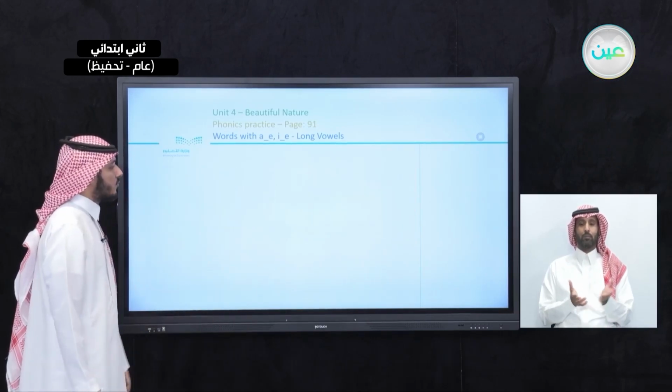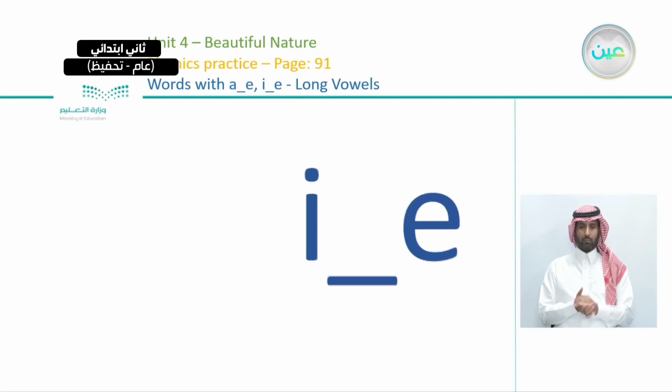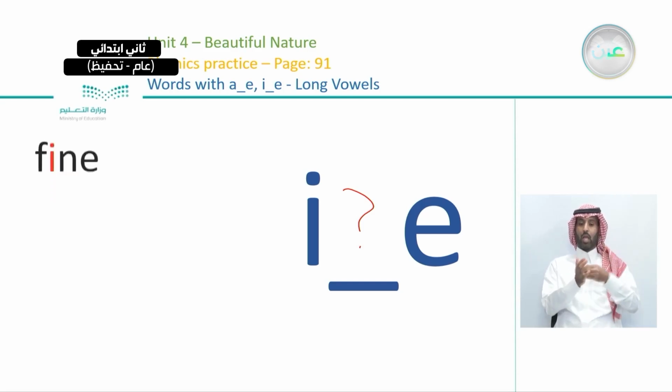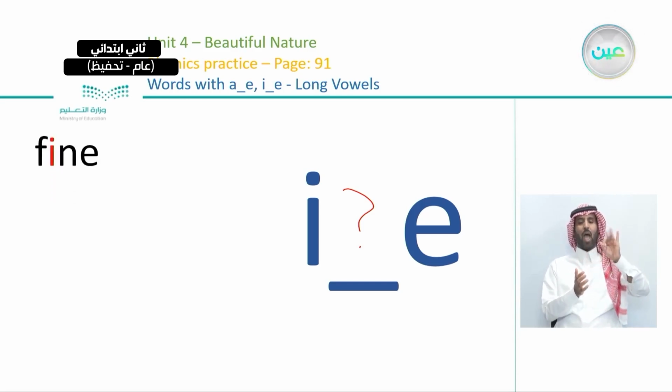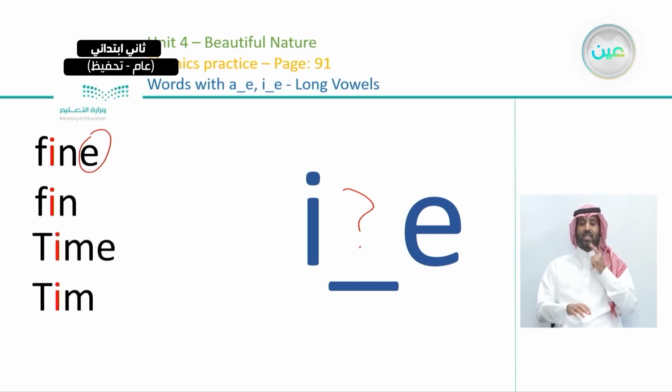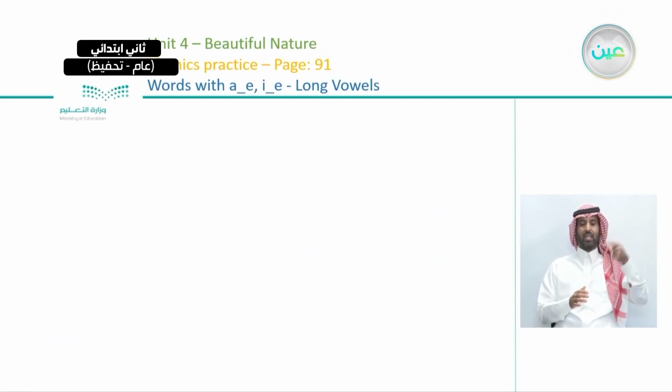Excellent. Now, the same rule, the same grammar. If you have I, then any letter here, then E, you will say I. Let's practice. So we have here fine, fine, and here is what? Fin, fine, fin. We have E in here. After that we have time. Excellent. And we have Tim. We have ink.